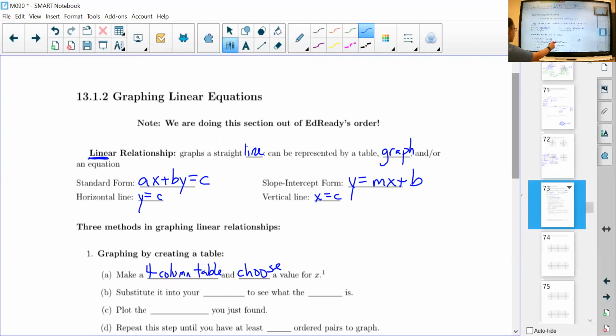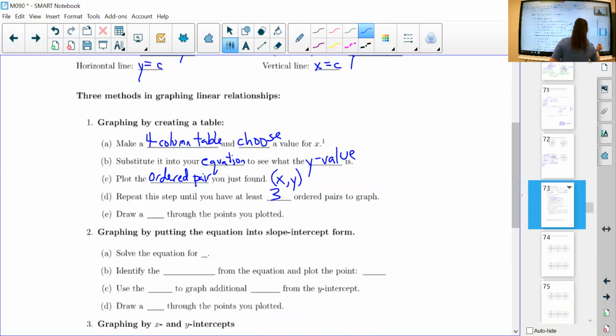Once we've chosen the value for X, we're going to substitute it into your equation to see what the Y value is. Then we plot the ordered pair that we just found, the X comma Y. And keep going until you have at least 3 ordered pairs to graph. Technically, 2 points determines a line, but if you have 3 and they're all on the same line, you're a little more confident in your answer. Once you have those points, draw a line through the points you plotted.